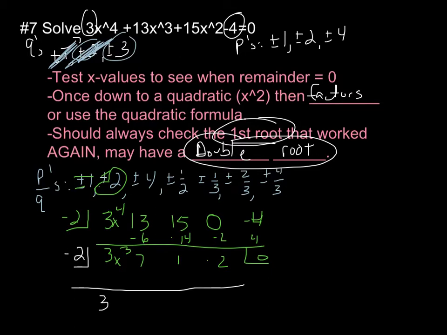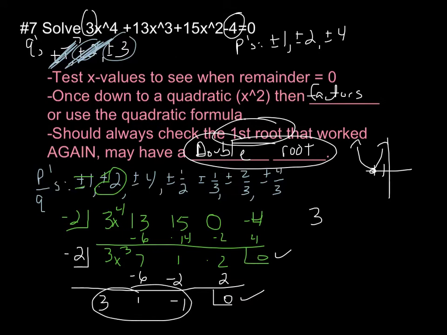3, -6, 1, -2, -1, +2, and 0 again. Look at that. That means -2 is a double root. It does something like that in the picture. Okay? That means -2 is a double root. And now we're down to a quadratic. And hopefully this bad boy factors.